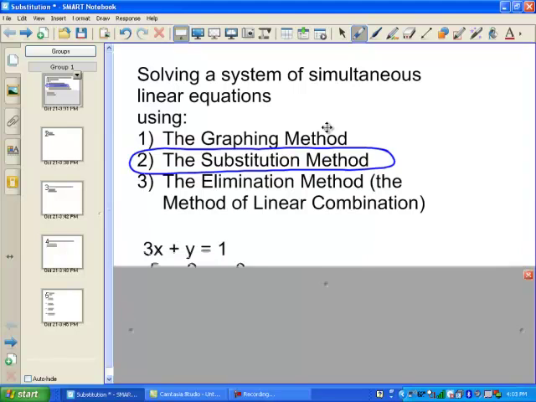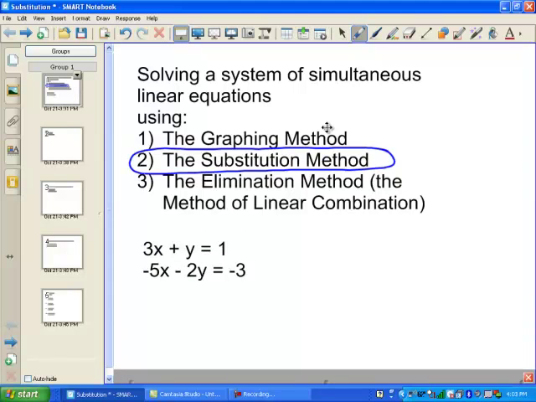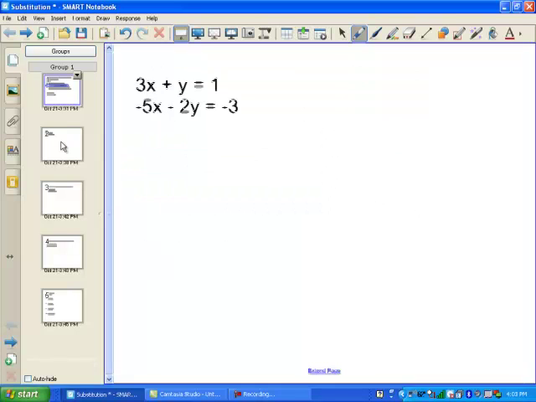So here's the system of equations that I'd like to have us solve. 3x plus y equals 1, and negative 5x minus 2y equals negative 3. It's going to go to a new screen where those two equations are written again.